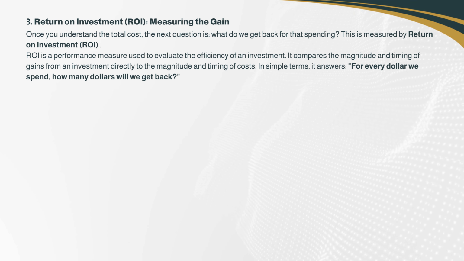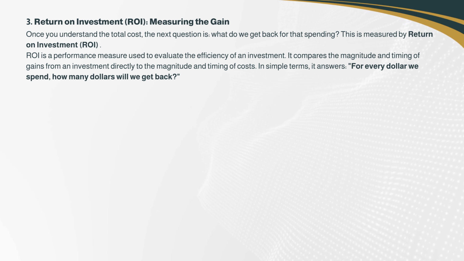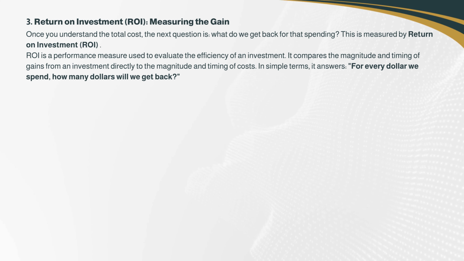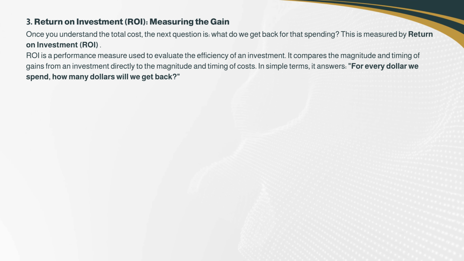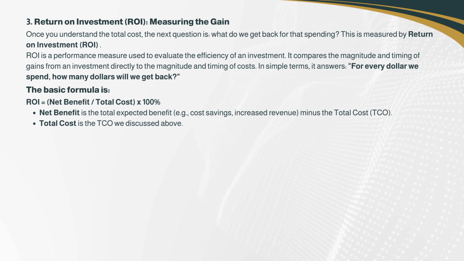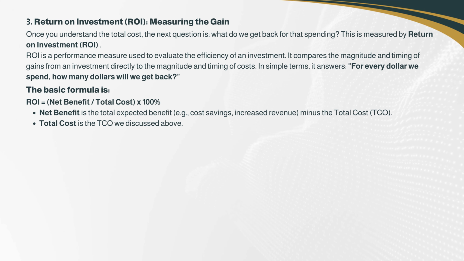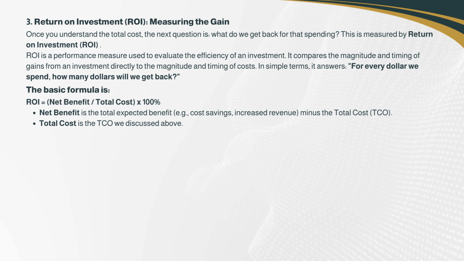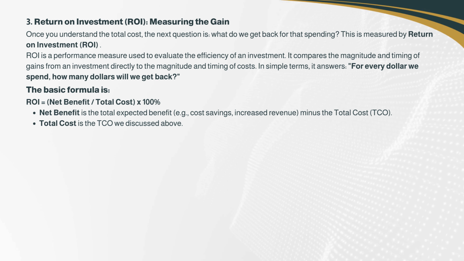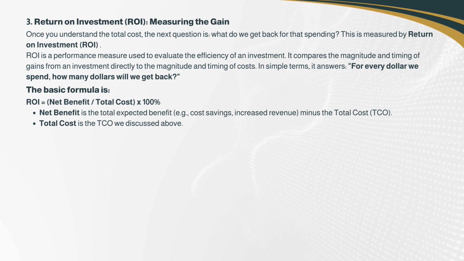It compares the magnitude and timing of gains from an investment directly to the magnitude and timing of costs. In simple terms, it answers, for every dollar we spend, how many dollars will we get back? The basic formula is ROI equals net benefit divided by total cost, times 100%. Net benefit is the total expected benefit, e.g., cost savings, increased revenue, minus the total cost, TCO. Total cost is the TCO we discussed above.